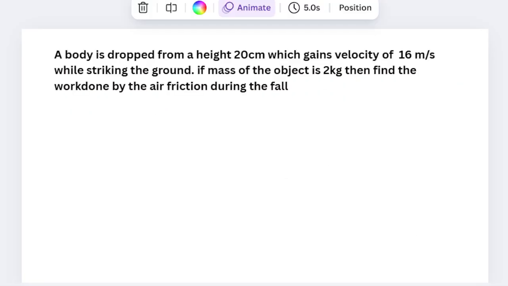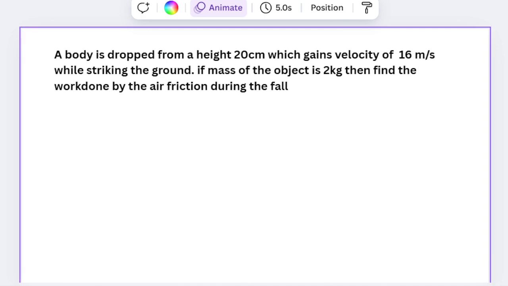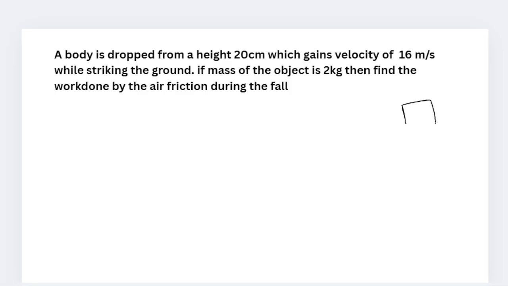Next, a body dropped from a height of 20 meters gains a velocity of 16 meters per second while striking the ground. The mass of the object is 2 kg. Find the work done by the air friction during the fall. Suppose this is the 2 kg object, dropped from a height of 20 meters.